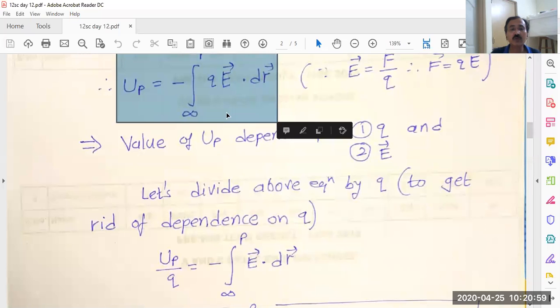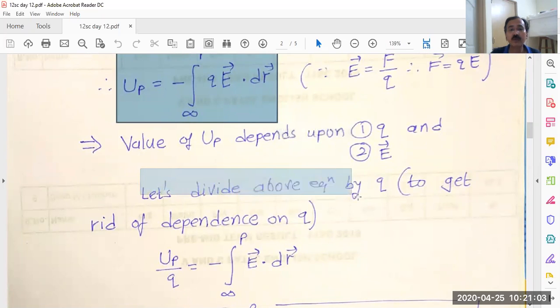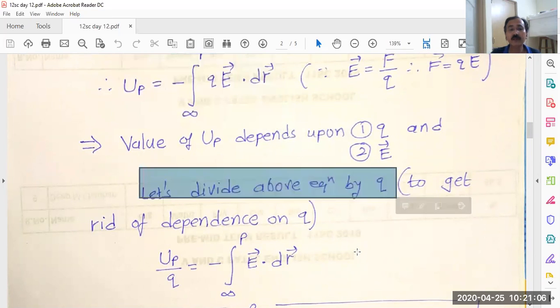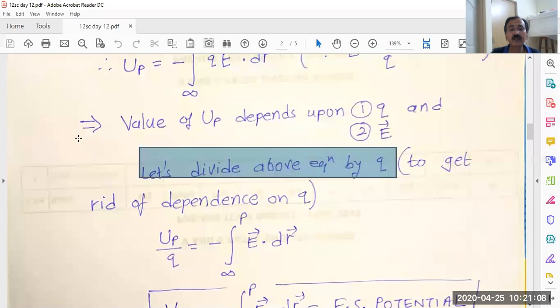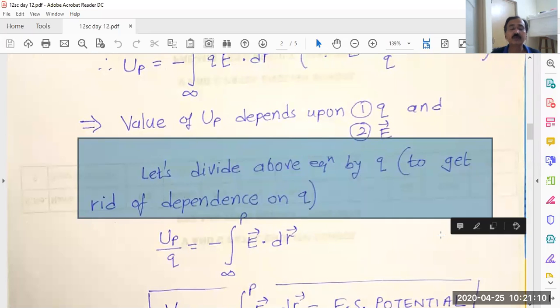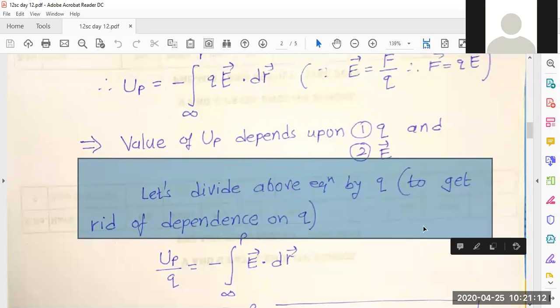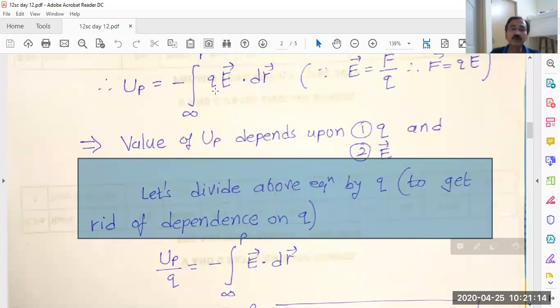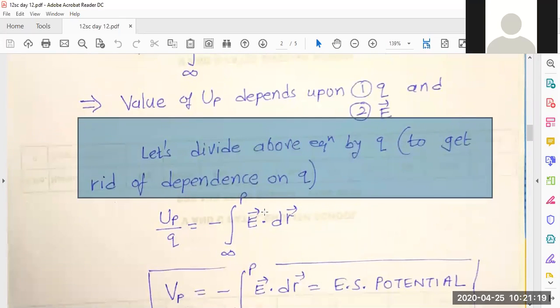So what we do, divide this equation. Let's divide the above equation by Q. Why? So can we get rid of dependence on charge? You get it? Charge. Because you want to get rid of Q. So what's the way out? Divide the whole equation by Q.